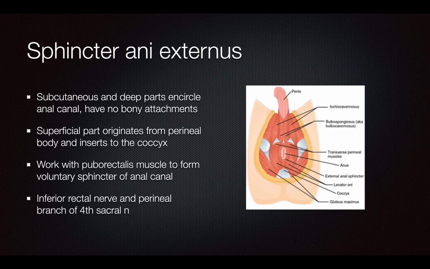The sphincter ani externus has subcutaneous and deep parts that encircle the anal canal, and those don't have any bony attachments. The superficial part does, and it originates from the perineal body and inserts into the coccyx. These muscles work with the puborectalis muscle to form the voluntary sphincter of the anal canal. So this is the somatic part that we can control, and the inferior rectal nerve and the perineal branch of the 4th sacral nerve innervate it.